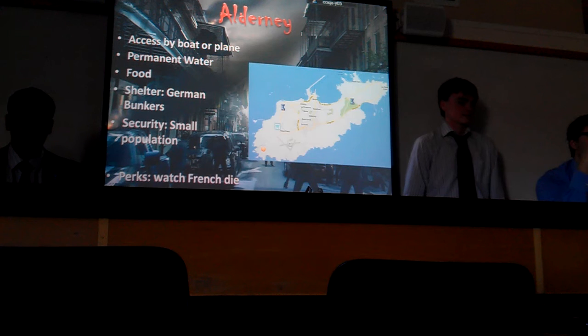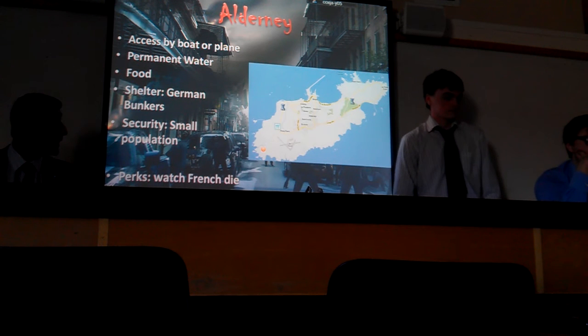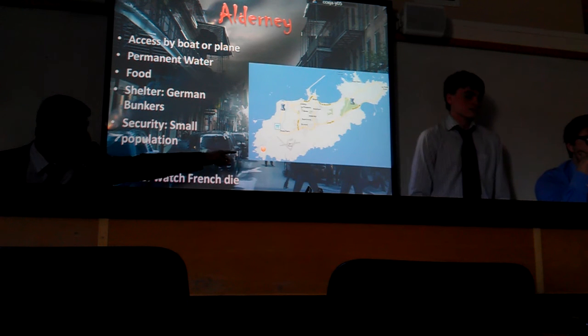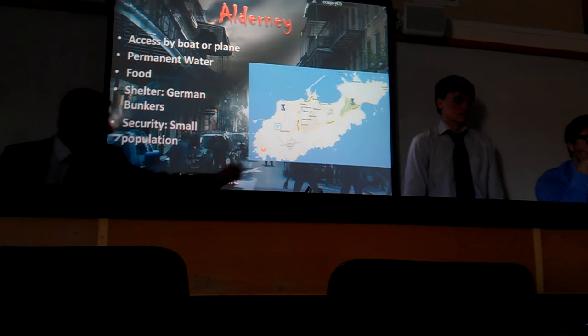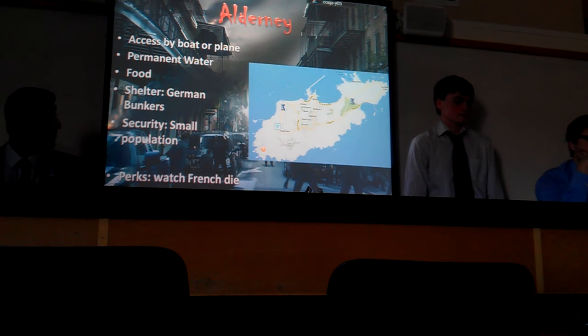Alderney, which is in the Channel Islands, you can get there by boat or by air, as the airport's there. There's a permanent water supply, and although there aren't any supermarkets for food, there are some small shops that would last you a while. And again, there are some good farms for agriculture and some nice fishing ports. For shelter, there are loads of German fortifications all over the island. They were built during World War II.